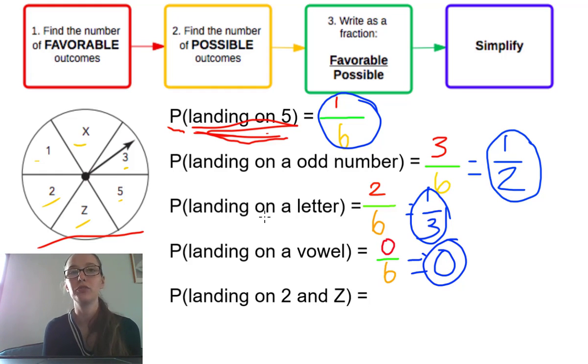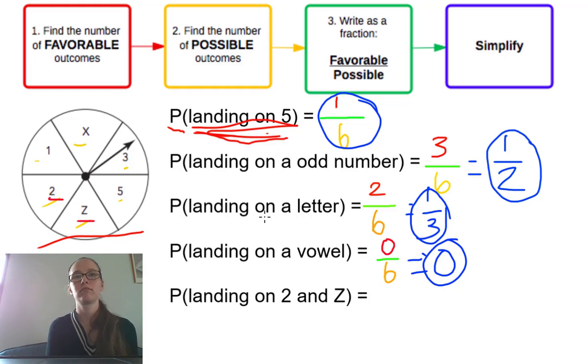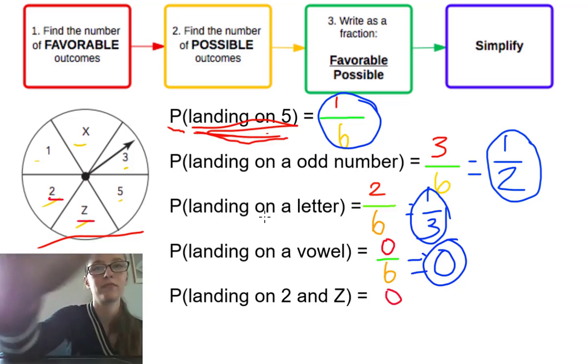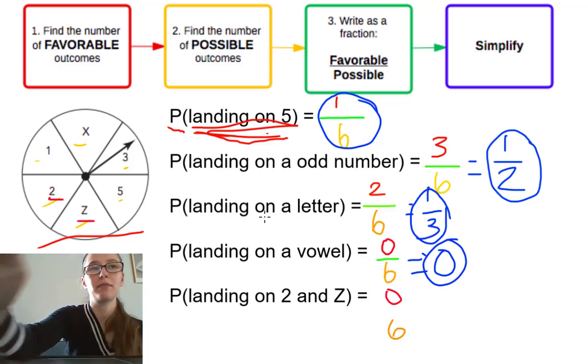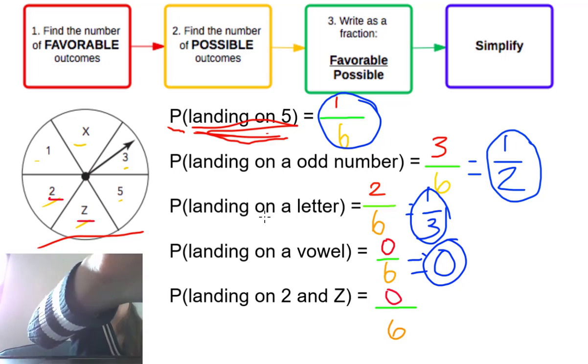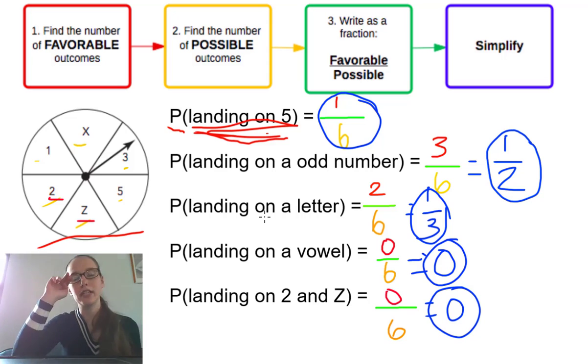Landing on 2 and Z. Can I land on both 2 and Z at the same time? No, so 0. And there's 6 possible outcomes. Write it as a fraction, and then simplify. So the probability of landing on 2 and Z is 0.